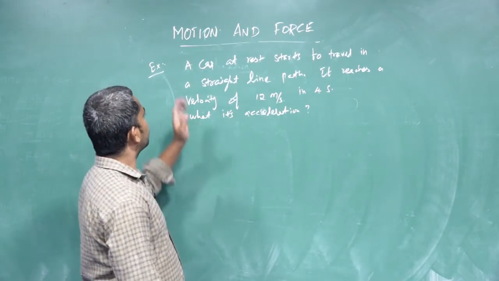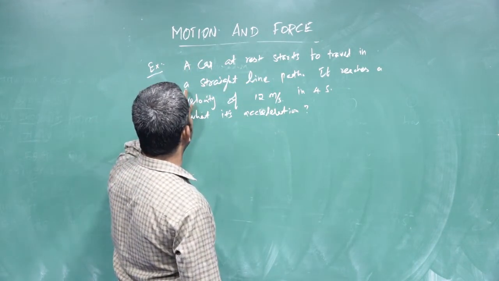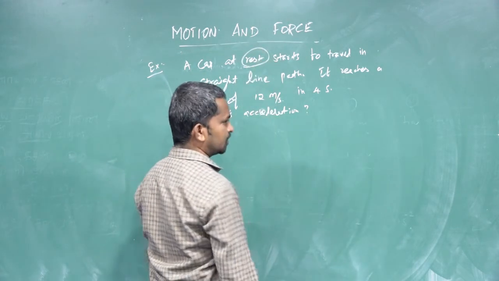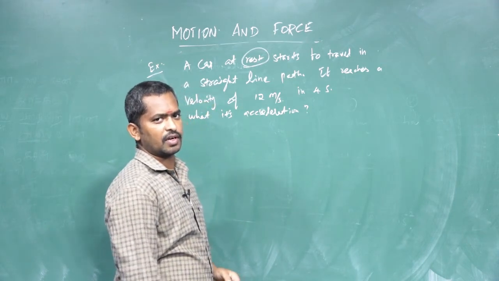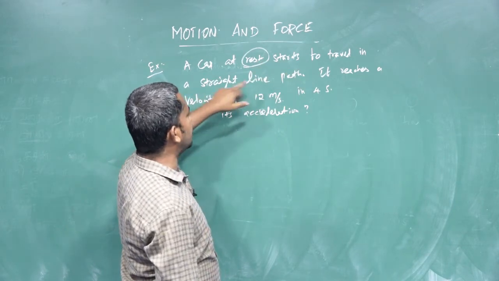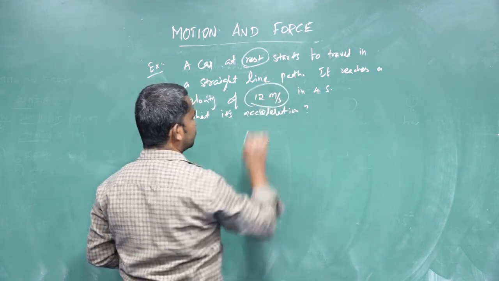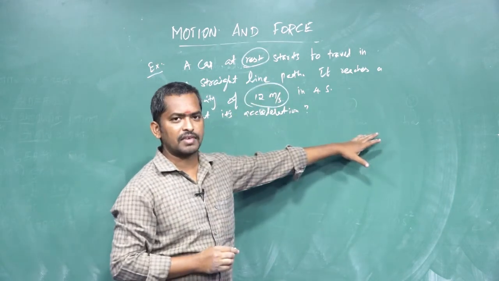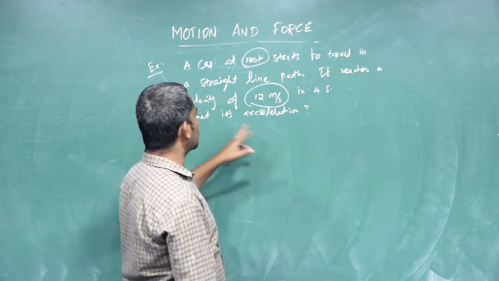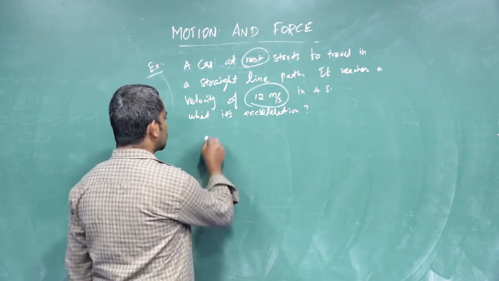For example, a car at rest starts to travel along a straight line path. A car at rest means the initial position is 0 and the initial velocity is 0. It reaches a velocity of 12 meters per second, which means the final velocity, in a time period of 4 seconds. What is its acceleration? Very easy. First, take the data. What is the initial velocity?